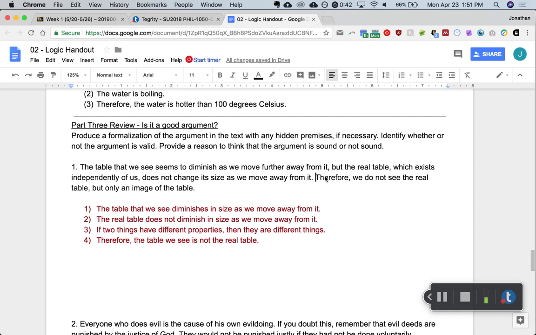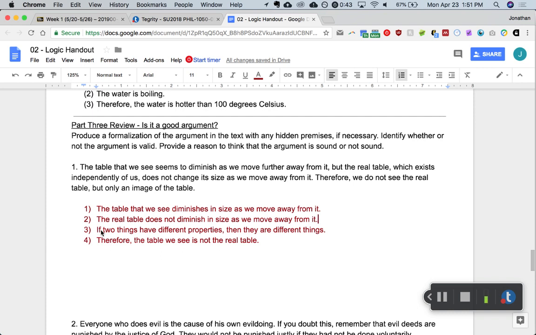So the first thing to note is that we clearly have the conclusion. It's right after a "therefore": we do not see the real table, but only the image. So let's see what his premises are. There seem to be two statements he makes, distinguishing the table we see and the real table. The first premise is that the table we see diminishes in size as we move away from it. So you start walking backwards from the table and the table gets smaller. But the real table does not diminish in size. It stays the exact same size.